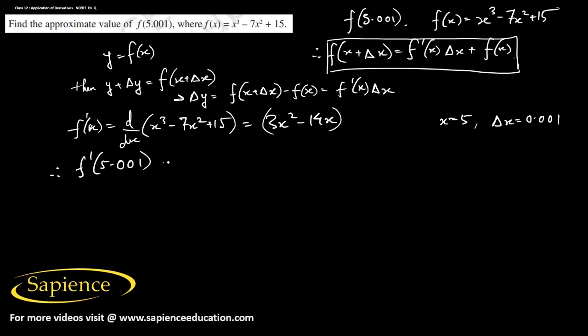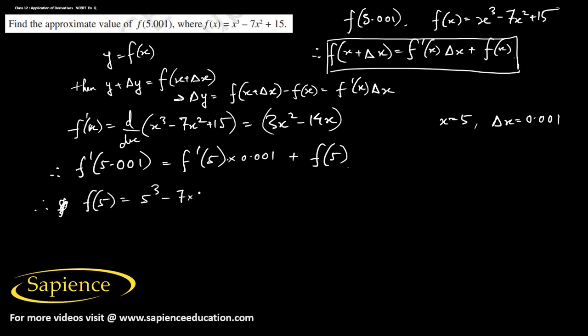So then we can say f of 5.001 will be equal to f dash 5 into 0.001 plus f of 5. Now therefore, f of 5 is equal to 5 cubed minus 7 into 5 square plus 15. So this is 125, 5 cube is 125, minus 7 into 25, that is 175, then plus 15. So 125 plus 15 is 140, minus 175, that is minus 35.